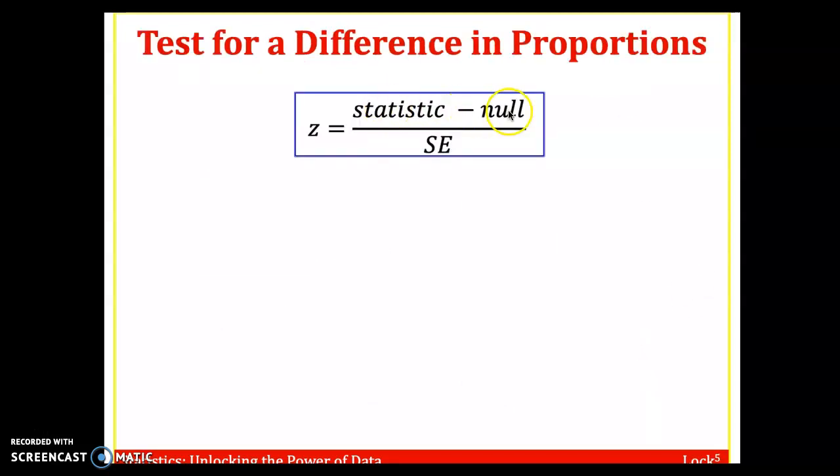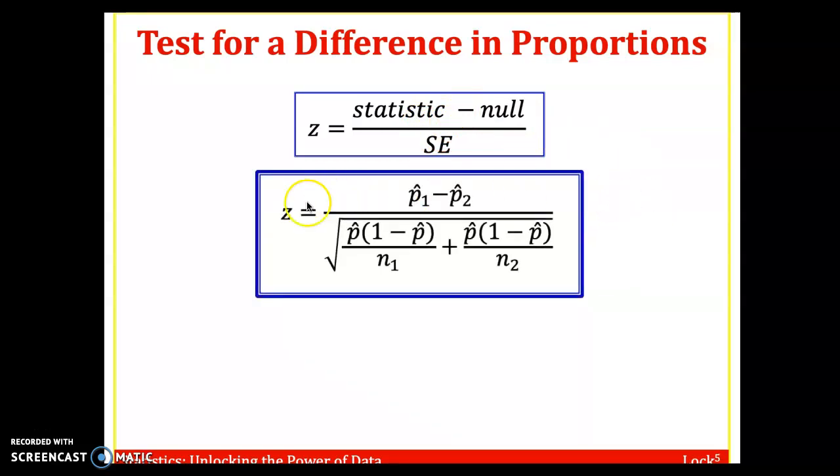And here we have our statistic minus the null over standard error, our standard setup for hypothesis testing. And here we're setting up this formula. The statistic is P hat 1 minus P hat 2. In this class, we're always going to assume the null is 0, assume no difference of proportions. And then we're going to take the square root of P hat times 1 minus P hat over the first sample size plus P hat times 1 minus P hat over the second sample size. And this is that pooled proportion we calculated on the last slide.